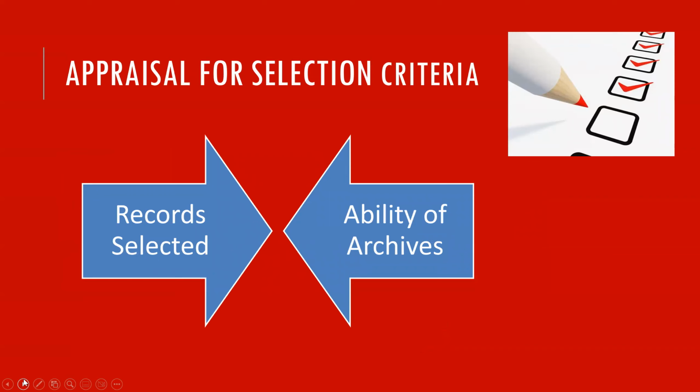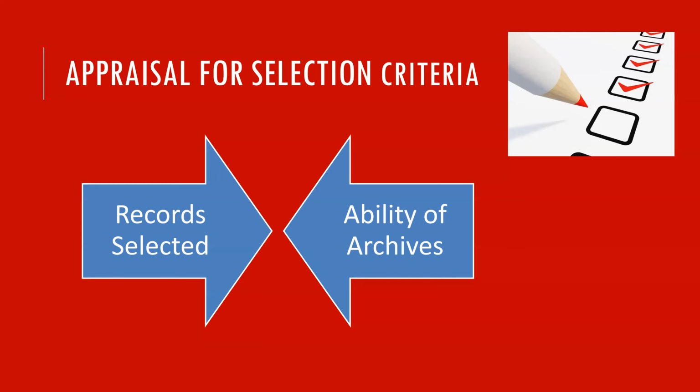So again, ideally, there is a big overlap between the records that you're selecting for your archive and the ability of your archives to actually provide access to those records. If there's a big gap between these two, and records are just going to sit on your shelves and decay into nothing before they're actually available to the public, then maybe these records aren't the best fit for your archive. So again, you have to consider some of the different criteria for selection that we talked about.